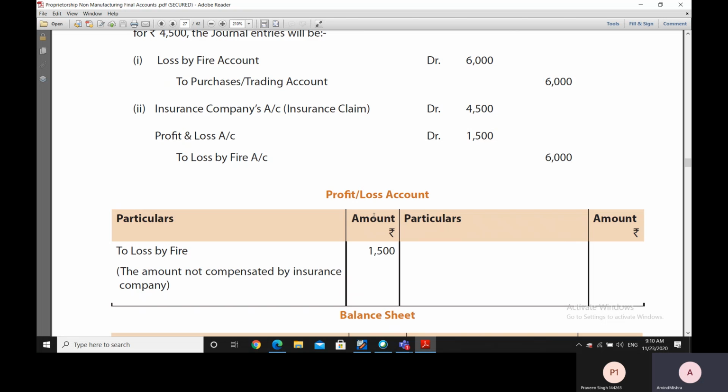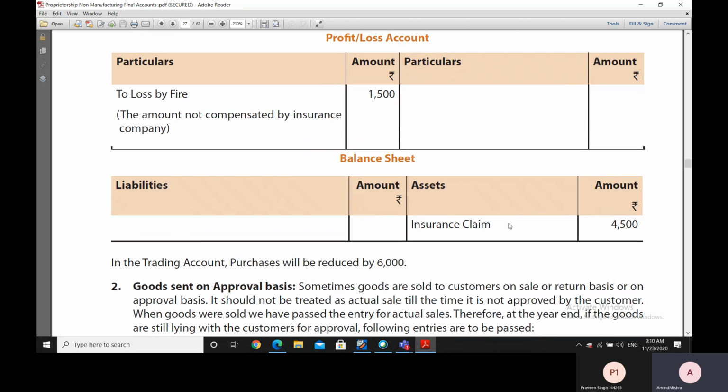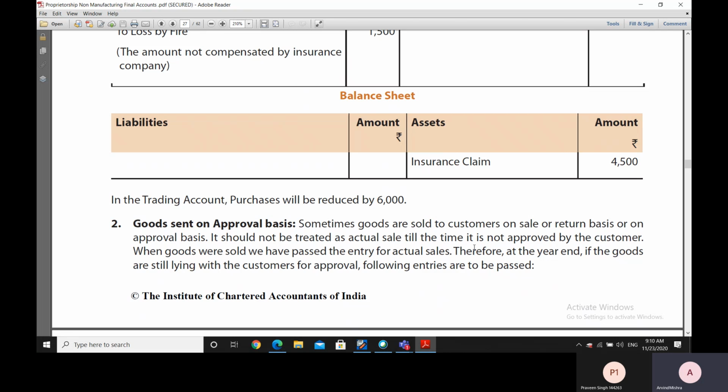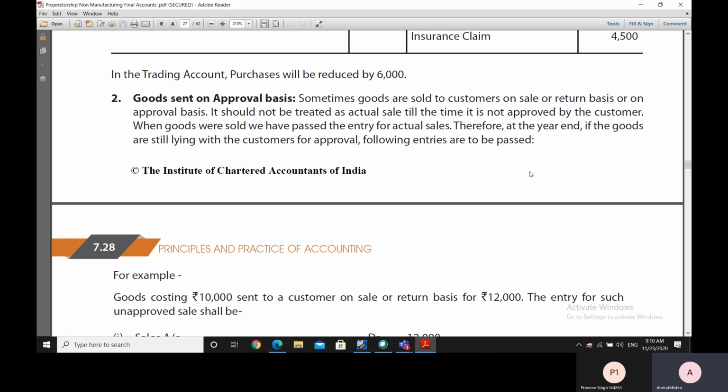And these journal entries are shown here in the profit and loss account and in the balance sheet. The insurance claim is shown on the asset side of the balance sheet. And of course, in the trading account, the purchases would have been reduced by 6,000 rupees. So that is how the accounting entry has to be made for abnormal loss by fire.